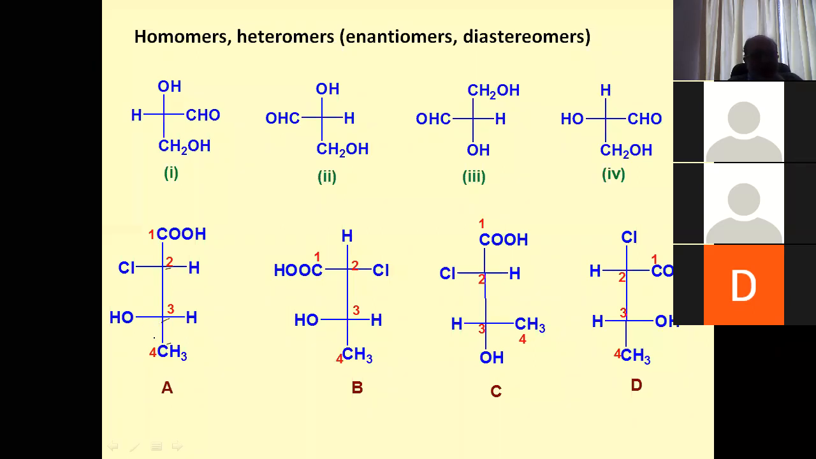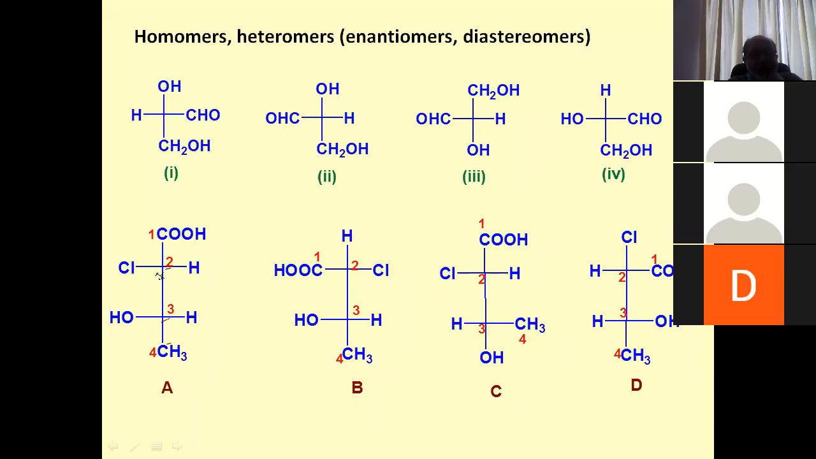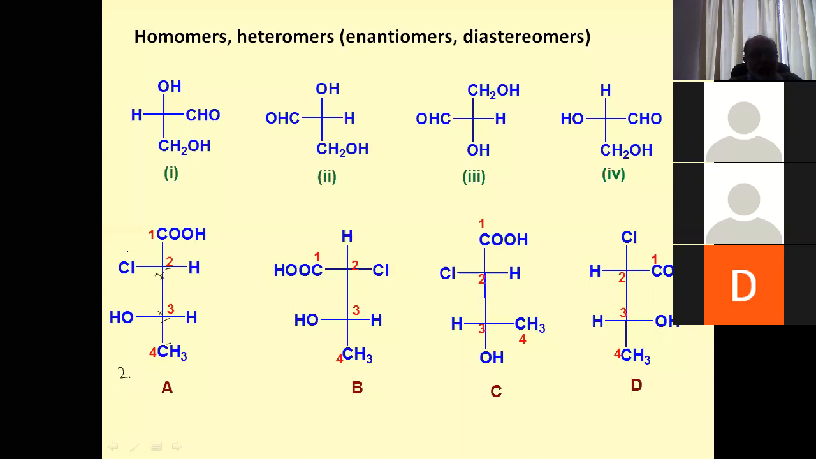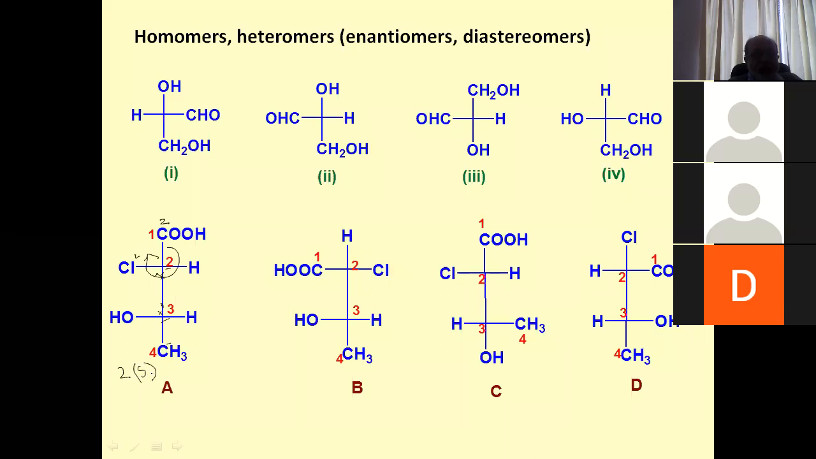Now, with carbon numbers 1, 2, 3, 4, which are the chiral centers? The chiral centers are carbon number 2 and carbon number 3, right? So you have to assign the configuration to each one. Tell me, 2 is going to be what? This is 1, the next one will be 2, this is going to be 3. So what is it? It will be S, sir. 2S, 3S. And what is 3 going to be?